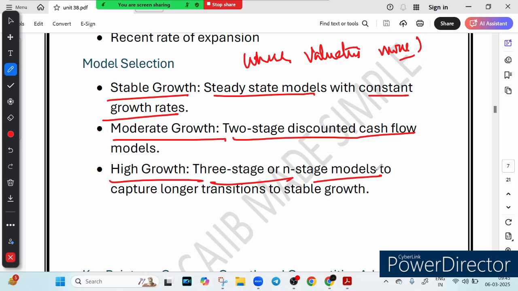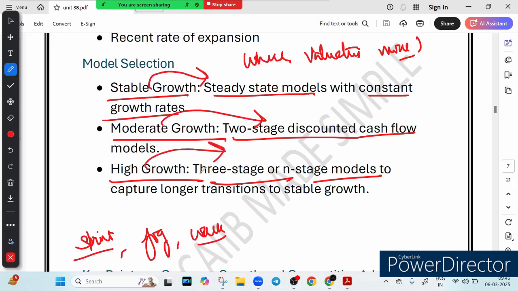Think of it like a race. A high growth company sprints in the beginning, a moderate growth company jogs steadily, and a stable growth company walks at a constant pace. That is why for a stable growing company we use a steady state model, for a moderate growing company a two-stage DCF model, and for a high growth company a three-stage or n-stage model. The big takeaway is that estimating growth is not guesswork. It is about analyzing past trends, market conditions and industry cycles. The right growth pattern guides the investment decision and helps analysts choose the best valuation model.